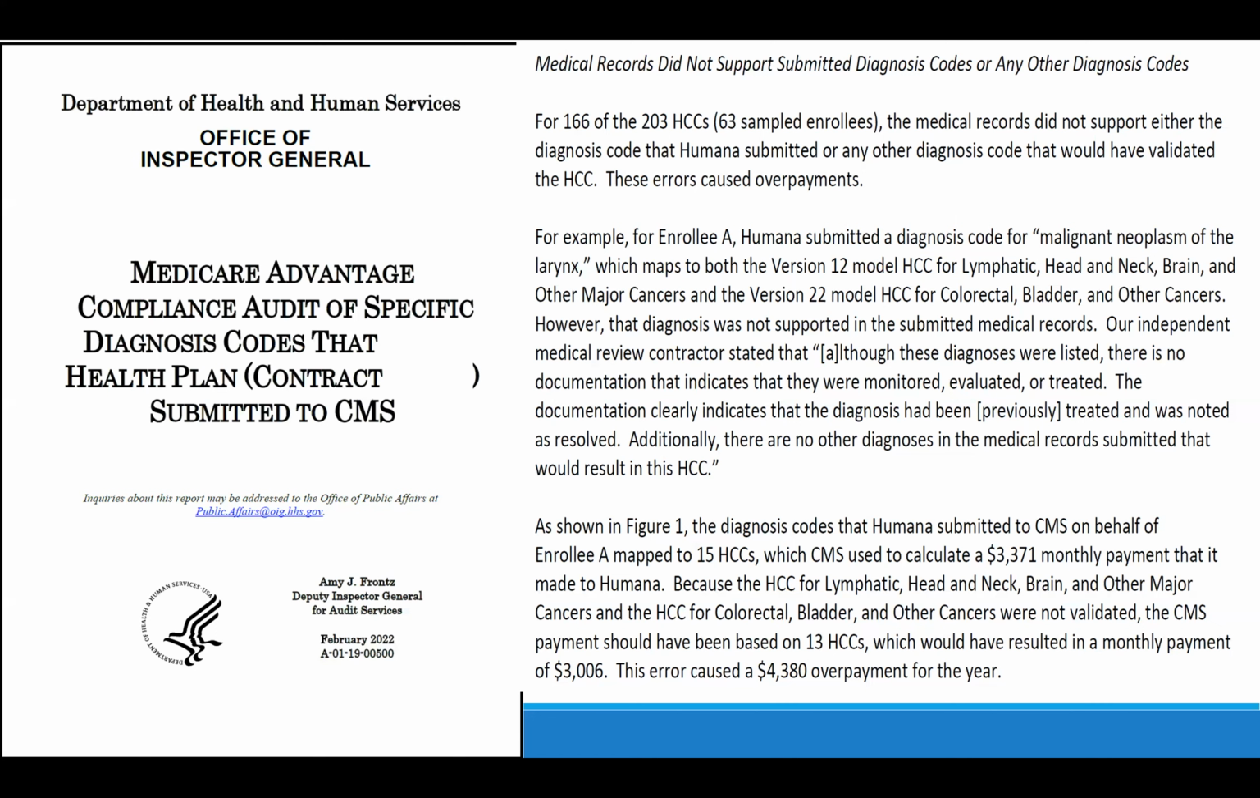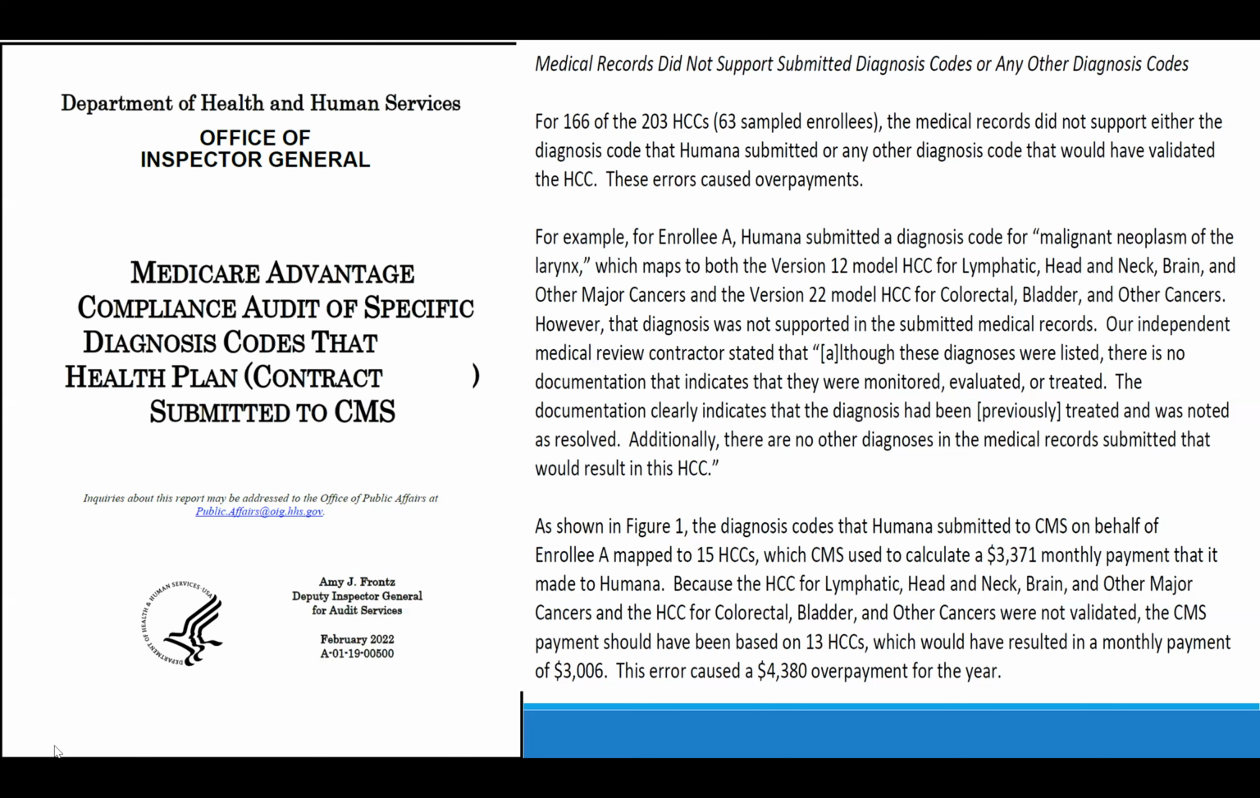This particular error caused a $4,380 overpayment for the year. So if they're paying $36,000, they should have been paying $32,000. And you can say, yeah, what's the difference? Well, if it was coming out of your pocket, you would certainly be in tune to the difference. So this is just one example of the impact of coding, and in today's topic, neoplasm, and how this can impact payment.